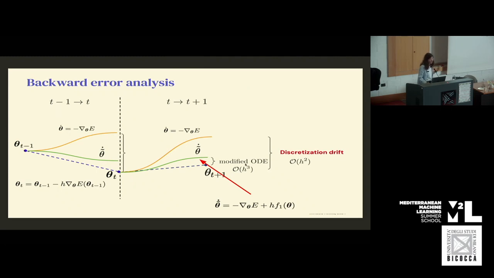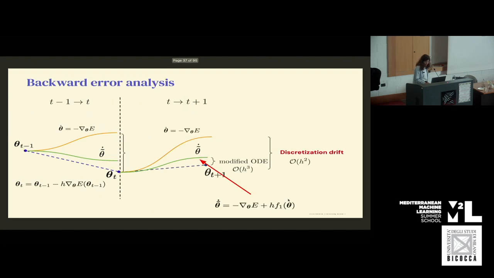We can use a technique from numerical analysis called backward error analysis that tells us how to find this ODE. It tells us you need to use your original vector field, so this is the negative gradient, plus some sort of displacement term that depends on H. I'm just going to quickly go through the proof because it's pretty simple, and I also want to show that you can get a lot of insights with just a little bit of math in this case.